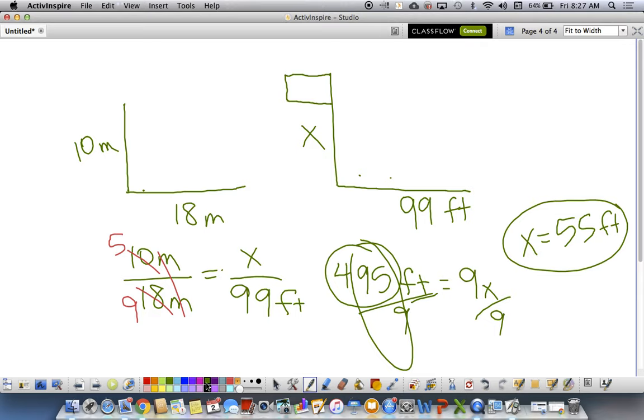Okay? Are you good? Is it okay if one has feet and the other one is inches? Yes, as long as they're the same, like your height and your shadow, as long as those are the same units.